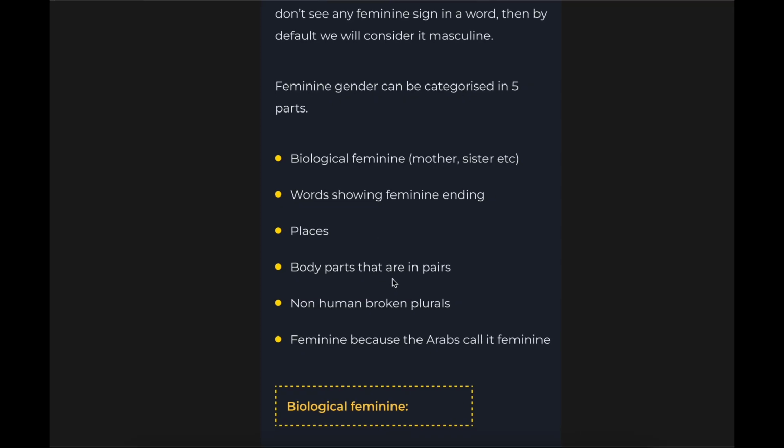Body parts that are in pairs, for example, hands, you have 2 hands. Eyes, you have 2 eyes. Legs, you have 2 legs. Just like that, you have many body parts that are in pairs. They are considered feminine.